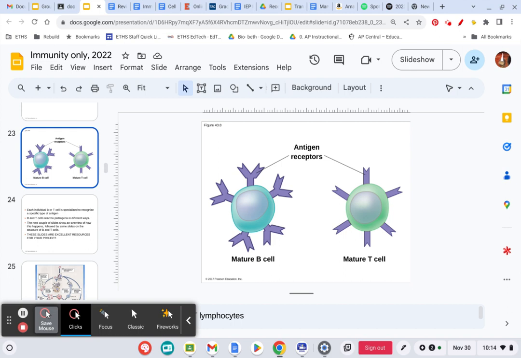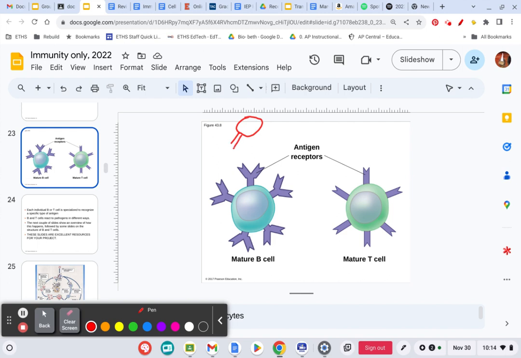So here's a couple of examples of that. B cell on the left, T cell on the right. And they have a little antigen receptor. That means that there might be a, I don't know, virus of some sort. And that virus has a shape that sticks out like that.